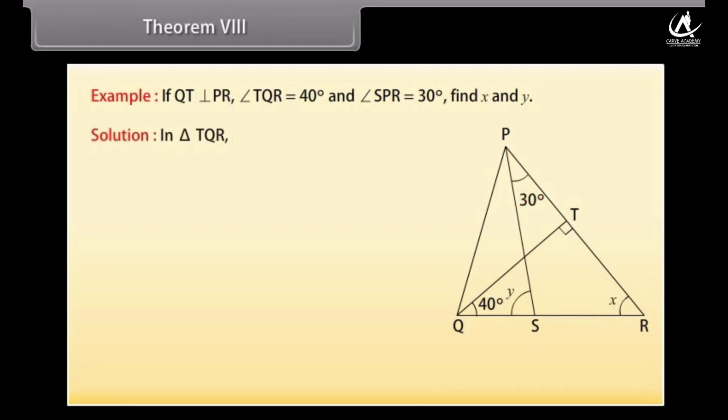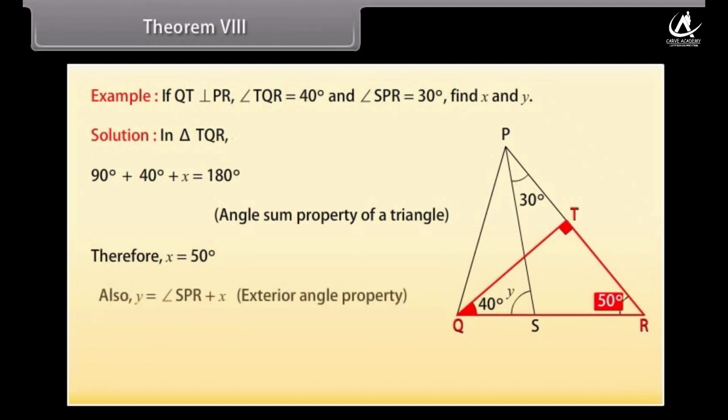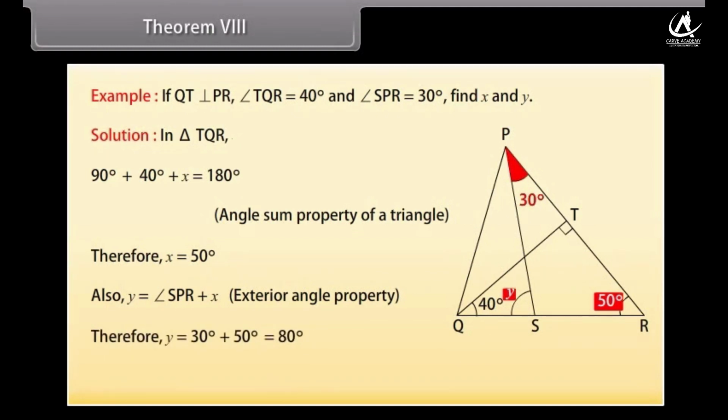Solution. In triangle TQR, 90 degrees plus 40 degrees plus x is equal to 180 degrees because of the angle sum property of a triangle. Therefore, x is equal to 50 degrees. Also, y is equal to angle SPR plus x because we know that if a side of a triangle is produced, then the exterior angle so formed is equal to the sum of the two interior opposite angles. Therefore, y is equal to 30 degrees plus 50 degrees, which is 80 degrees.